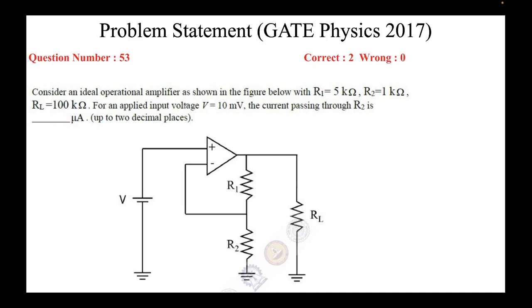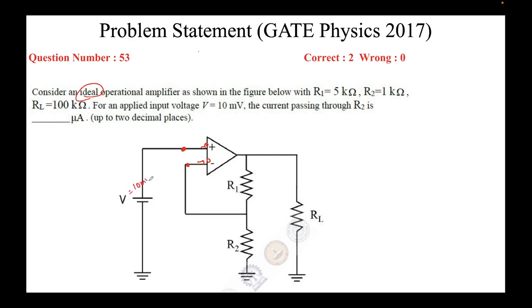Now again, this is the next question from GATE 2017. Very simple question. Again, we'll write only KCL and KVL, but first, the question says ideal op-amp. Very good. So ideal op-amp means this current is 0, this current is 0, and whatever voltage is here, I can assume the same voltage to be here due to the virtual short that I explained in the previous question. Right. So the value of resistances is given, and the value of V is given.